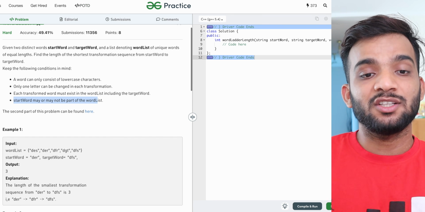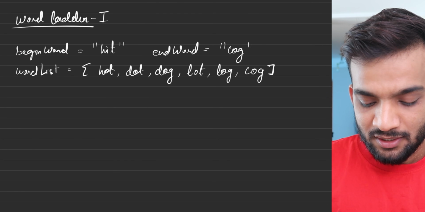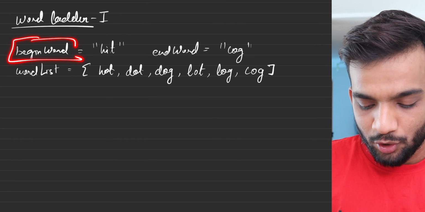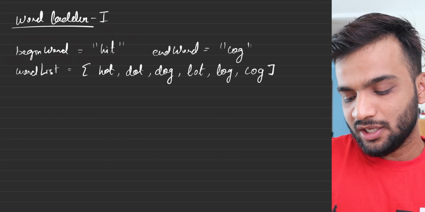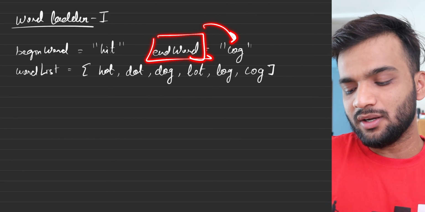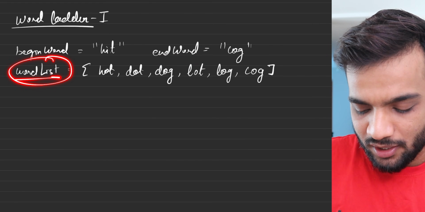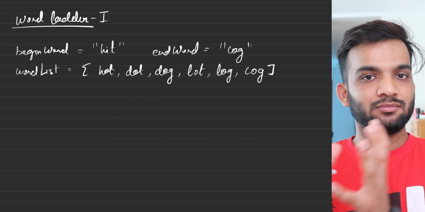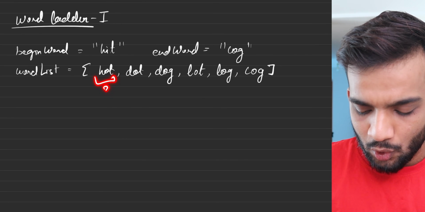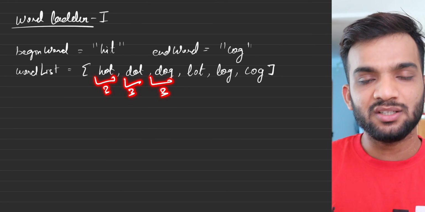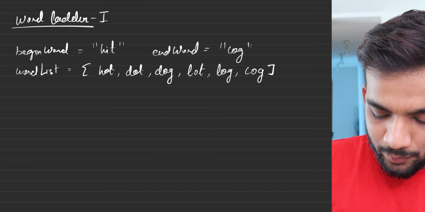So what does this particular problem define? It defines a given begin word, which over here is hit. You're given an end word, which over here is cog. And you're given a word list which will be containing a certain number of words. And if you see, all of them are of length 3. So if I start with hit.